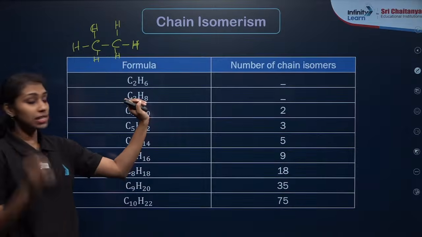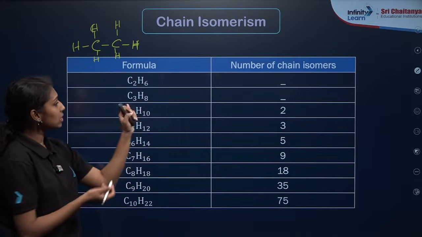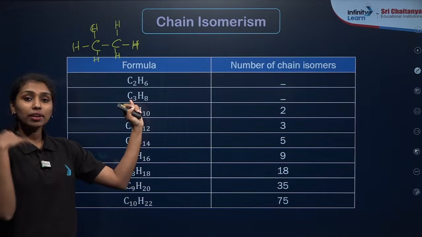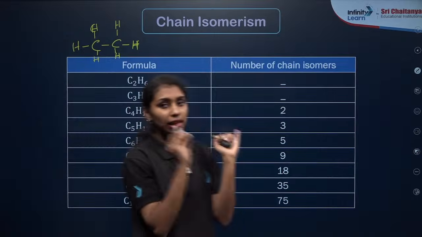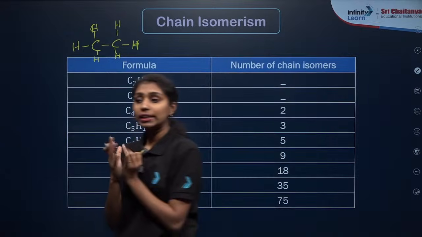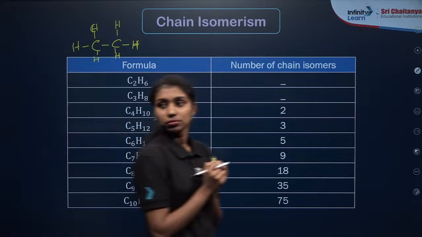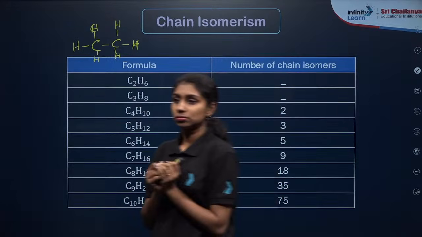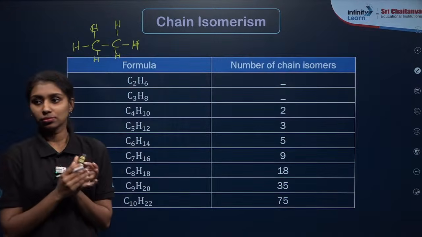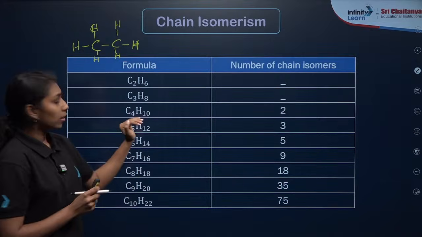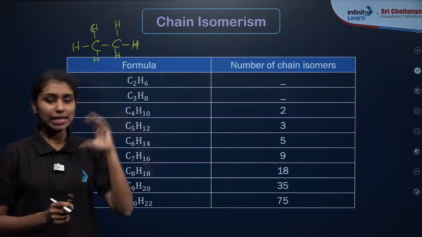And what about the case of C3H8? C3H8 means this is a propane compound. Again, if you are trying to draw the isomers of C3H8, we cannot find any difference between the compounds. Yes, we need to learn these structures.